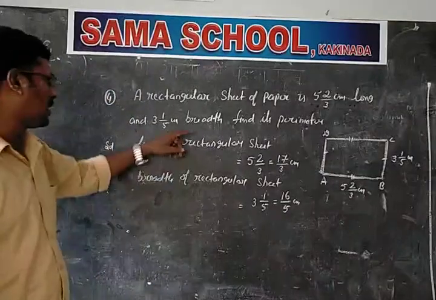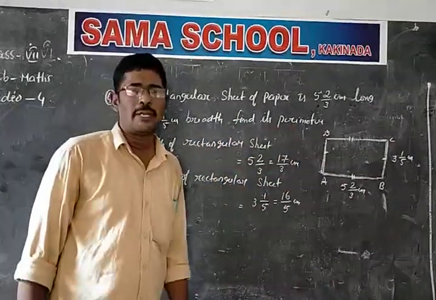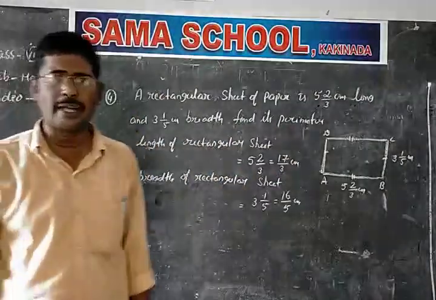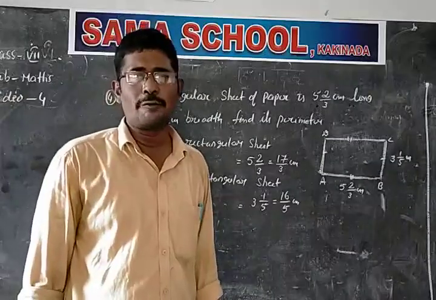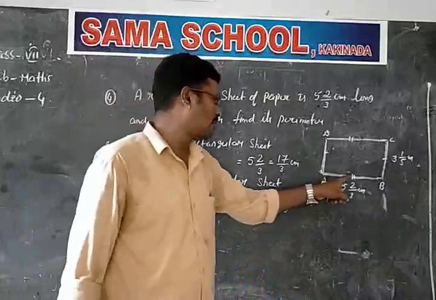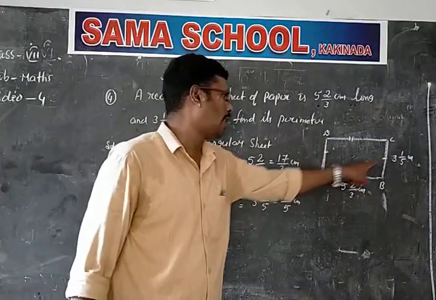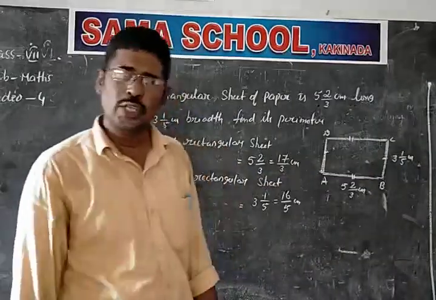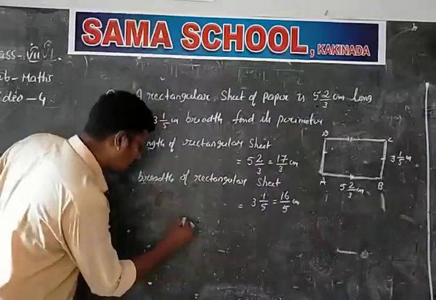Now the question: find its perimeter. What is the formula for the perimeter of a rectangle? The perimeter of a rectangle formula is 2 into (L plus B). How many sides? 2 lengths and 2 breadths. What is the formula? 2 into (L plus B).